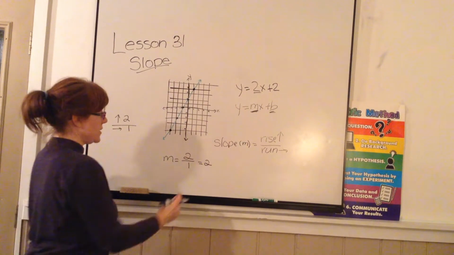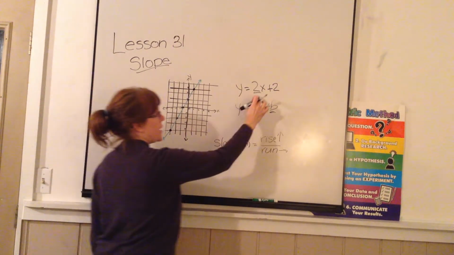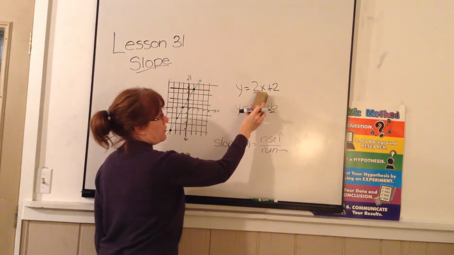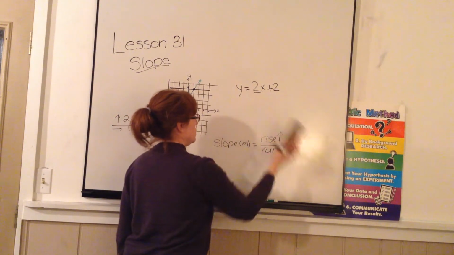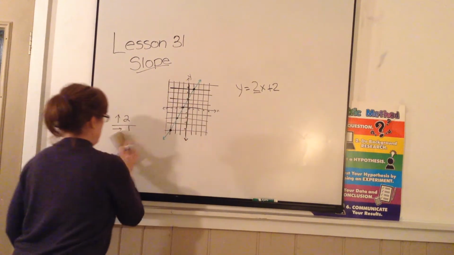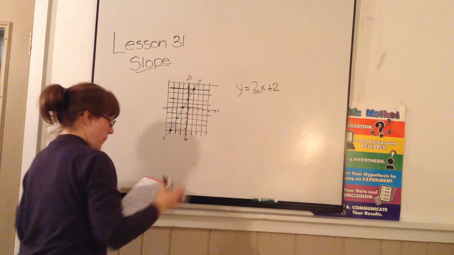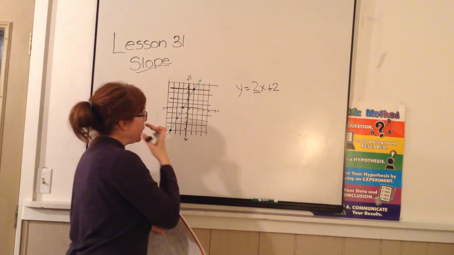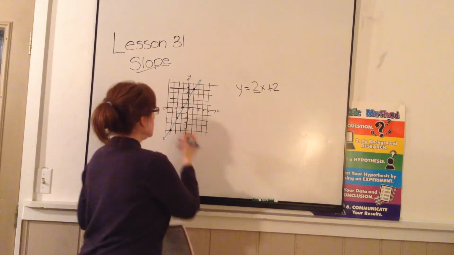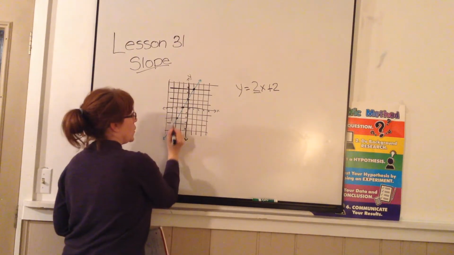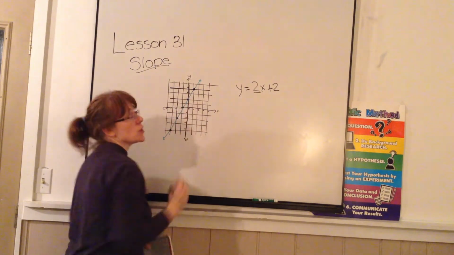And we see that our slope does actually match the position of the 2 in this equation. Okay? I want to show you something else too. Because I knew my slope was 2, I knew I could go up 2 and over 1 and find all my points.